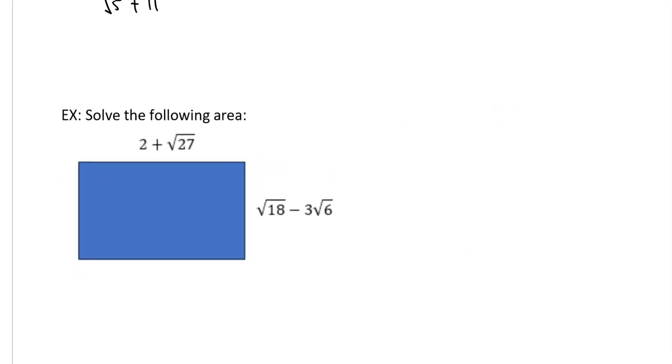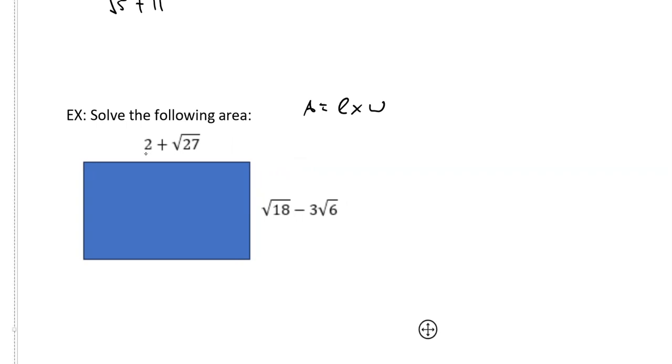Okay, so now on this one, it says solve the following area. So in the last lesson, we were finding the perimeter because we were just adding them all together. Now we're multiplying. So if you remember the area of a rectangle, area is always length times width. And this time, instead of the length being a number and the width being a number, they're radicals. So same thing though, right? We're just going to have to go this one times this one. Okay, so let's write that out.